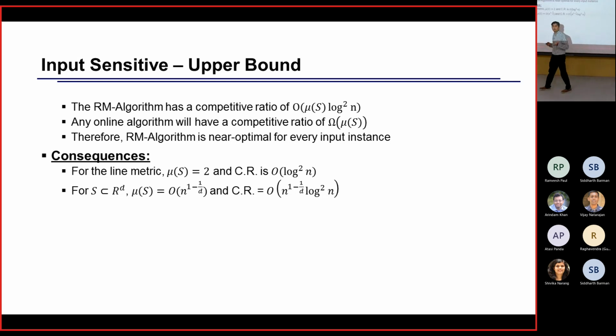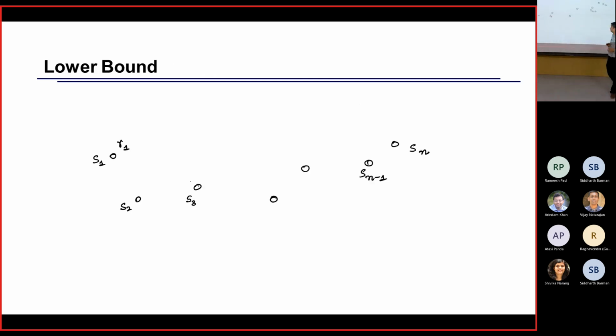Now, for a line metric, what is mu of s? If your points are on a line, the traveling salesman tour is simply twice the diameter, right? Because you just scan through them left to right and go back. And so the competitive ratio automatically becomes log square, right? Which is a big improvement from 8 to the 0.5.